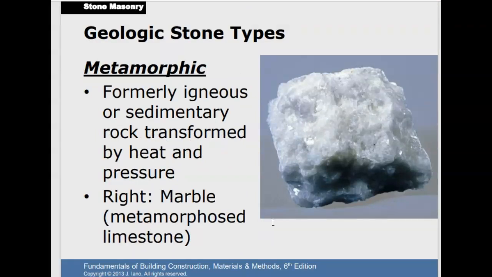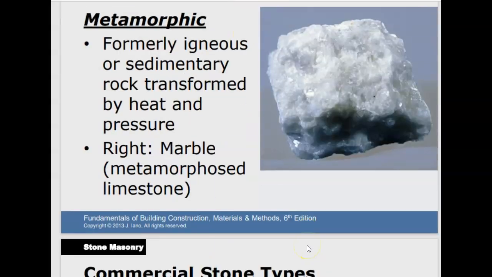Here's metamorphic rock. It's formerly igneous or sedimentary rock transformed by heat or pressure. You remember that heat and pressure can create a diamond from coal. Same process here. We're pressurizing the stone and we have created a marble, or the earth has created a marble, metamorphosed limestone.